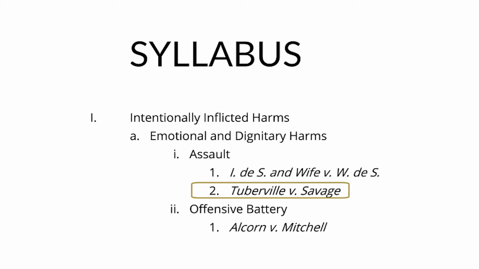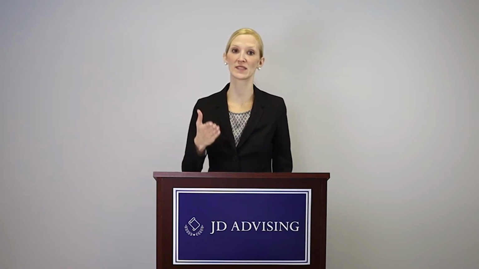For example, the case of Tuberville v. Savage, it's under the heading of the intentional tort of assault. And underneath the first heading is intentionally inflicted harms. So you know that you're reading about the intentional tort of assault. And you can tell that just literally by opening your casebook or by looking at your syllabus. So that kind of orients you to where you are.